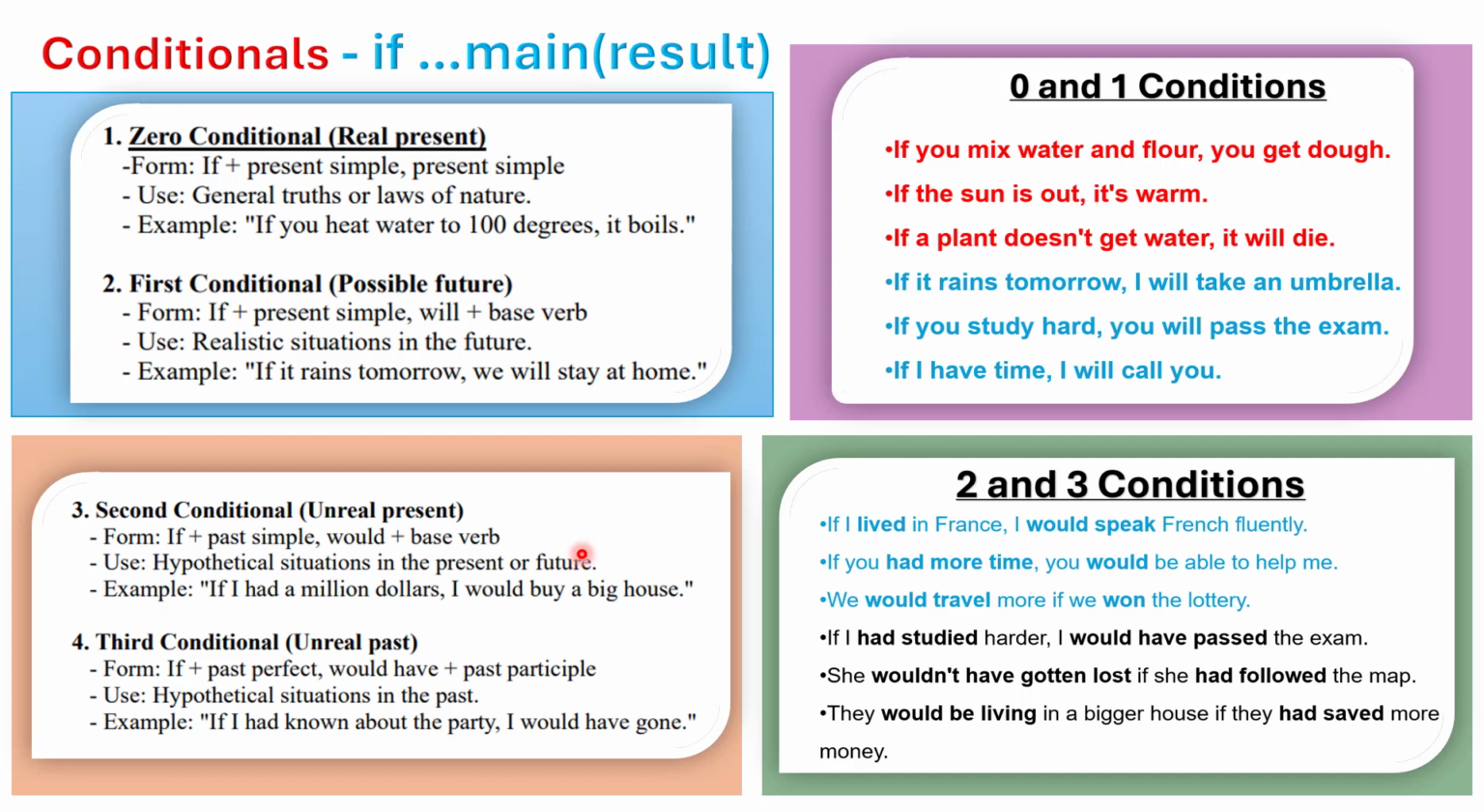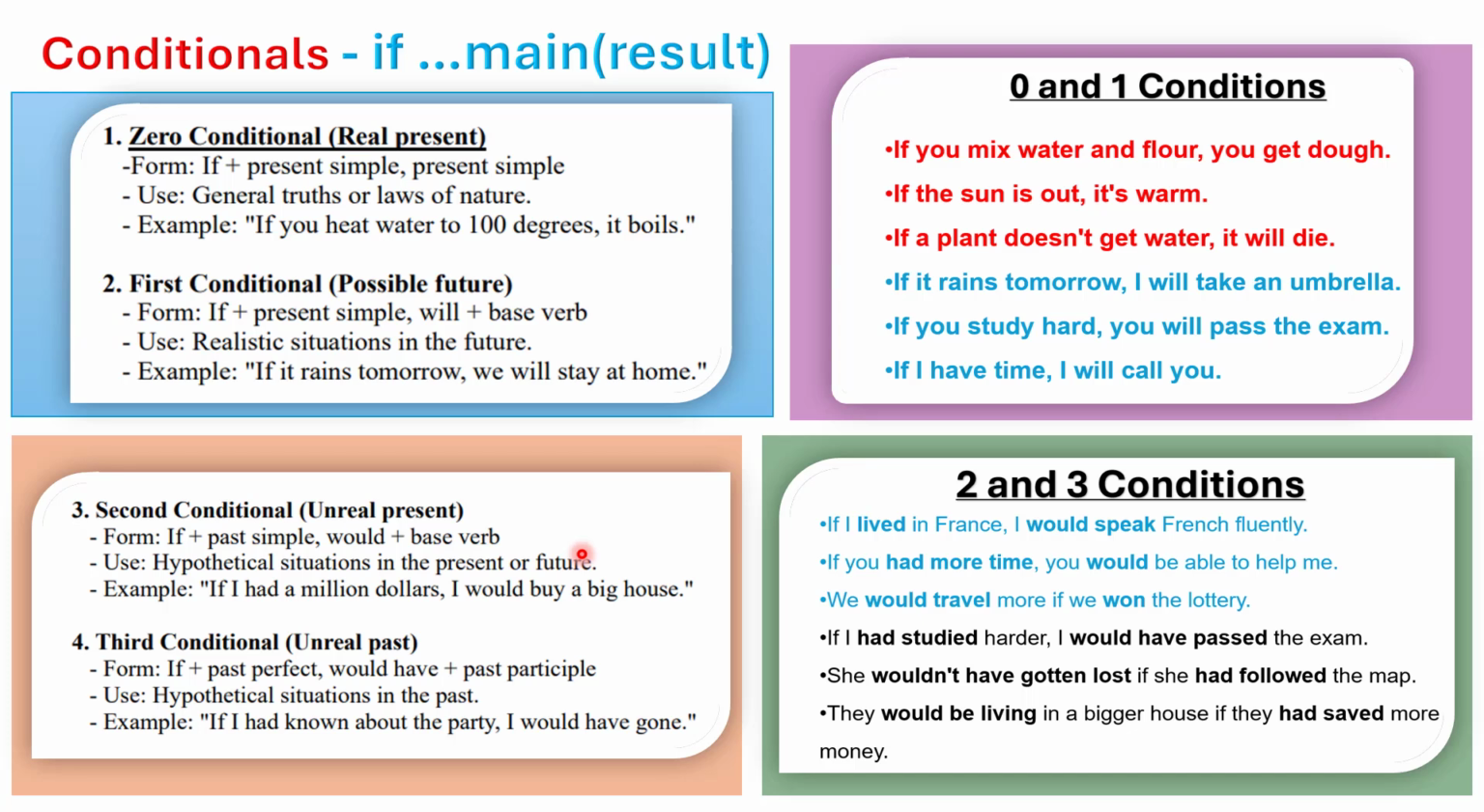In today's video I'm going to explain the conditionals, which means the if sentence in English grammar. First of all, the if sentence in English consists of two parts, the if part and the main part or the result part. Every time we have if something happens, we have the result. We have four types of conditional: the zero conditional, first conditional, second conditional, and third conditional. Let's start with the zero conditional.